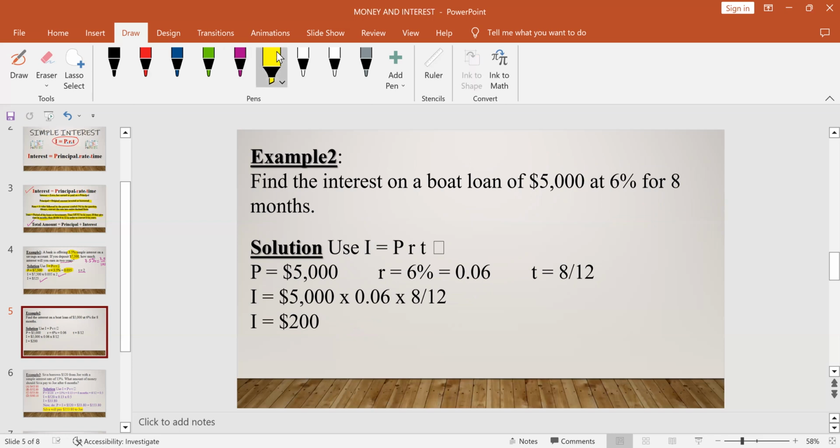Good question. Look, again, this amount here, the 5,000, that's the P, the principal. That's the loan value. Or they give you 6%, but we don't leave it like that. We need to change it to decimal. Therefore, 6% is 0.06. So again, having 6% is like you have a 6 over 100. So percent is per 100, over 100, divided by 100.